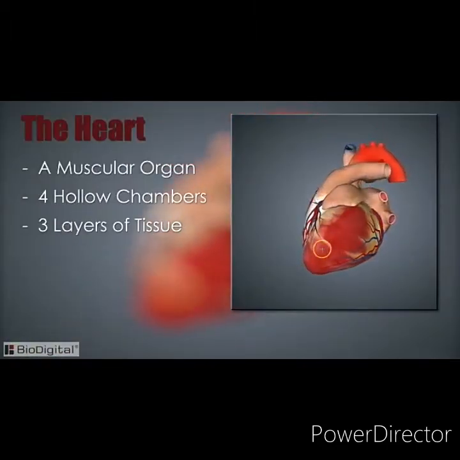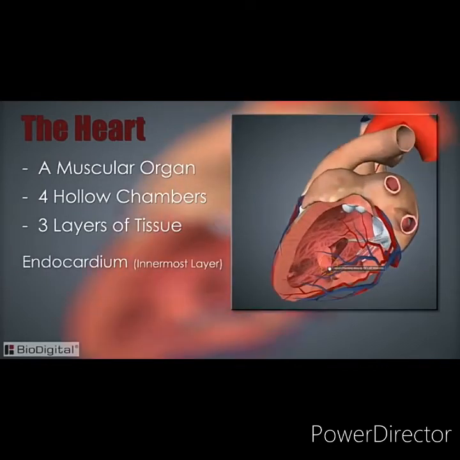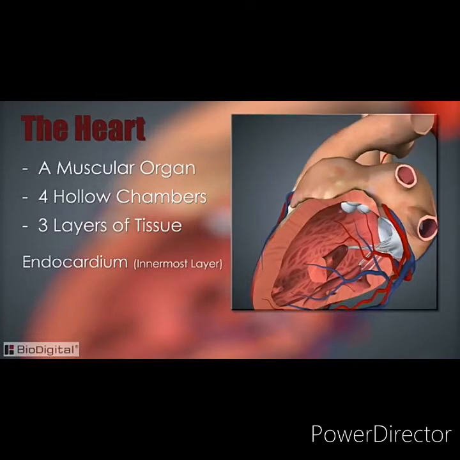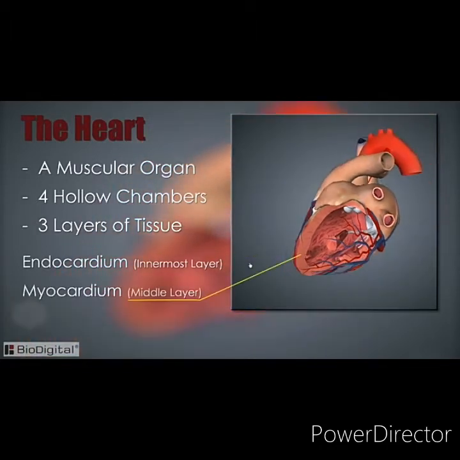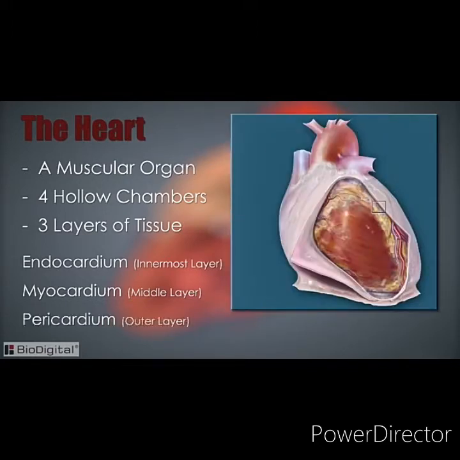The heart, a muscular organ, has 4 hollow chambers and 3 layers of tissue. One is the endocardium, the innermost layer. Second one, the myocardium, the middle layer. Third one, the pericardium, the outer layer.